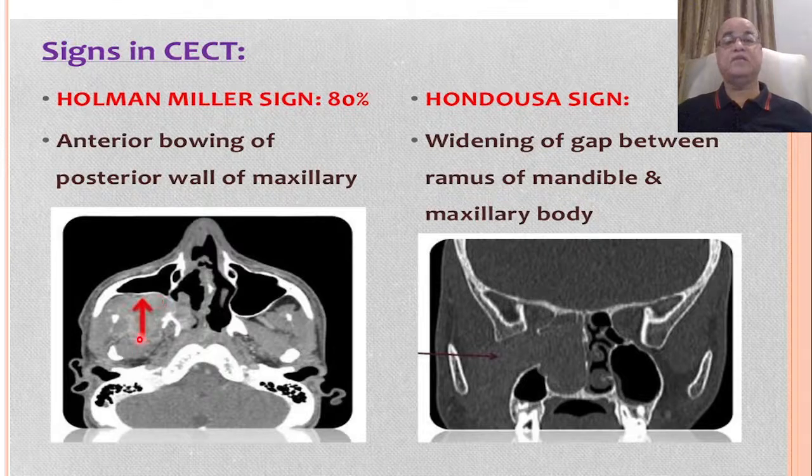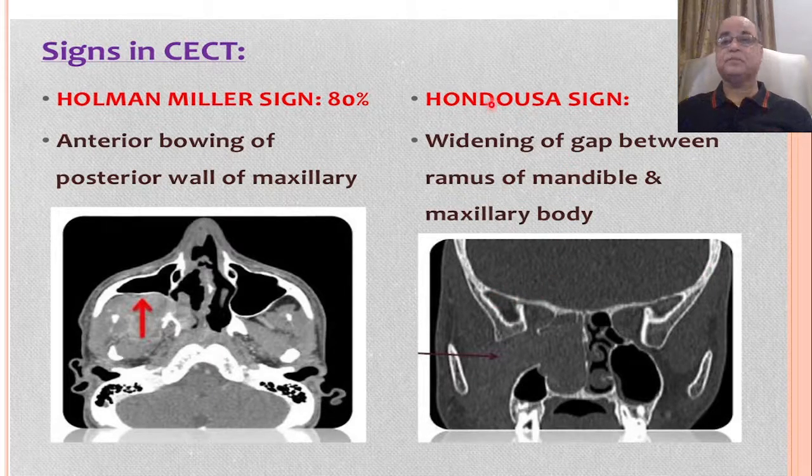So as I told you, in more than 80% of the cases there is anterior bowing of the posterior wall of the maxillary sinus, as you can see in this CT scan. This is on the normal side. See the posterior wall of the maxillary sinus and its extent, but here this posterior wall is pushed forward by the tumor, which is coming from the nasal cavity and the nasopharynx. And here you can see there is splaying of the pterygoid plates as well on this side as compared to the pterygoid plates on this side.